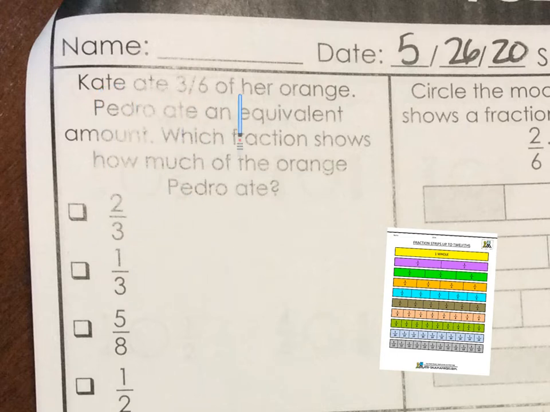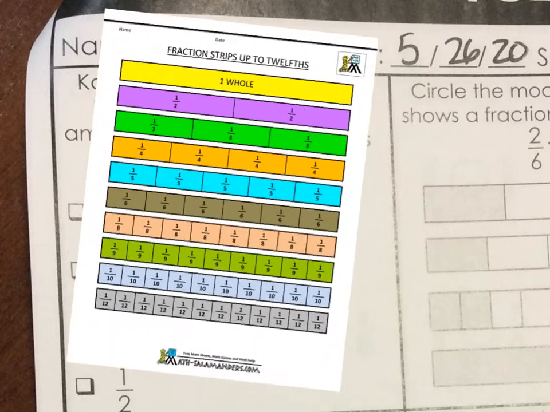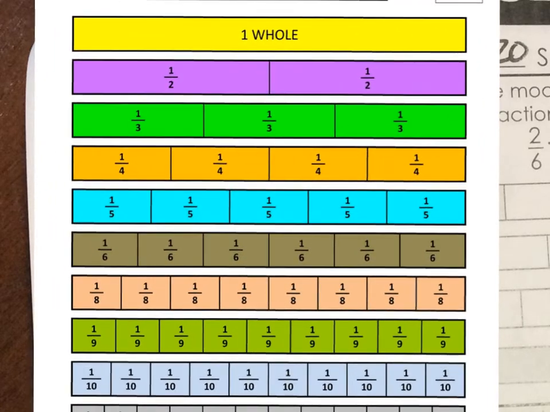Kate ate 3/6 of her orange. Pedro ate an equivalent amount. Which fraction shows how much of the orange Pedro ate? Okay, 3/6. I bet some of you can figure this out right away. But if you need a little assistance, that's okay. That's what this is for.